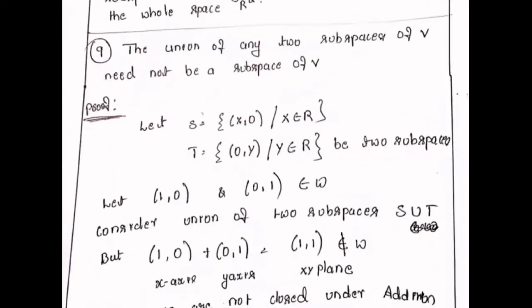Because of this condition, (1, 1) doesn't lie either in (x, 0) or (0, y), right? So it is in the plane. These two are lines. So that's why this is not a subspace.